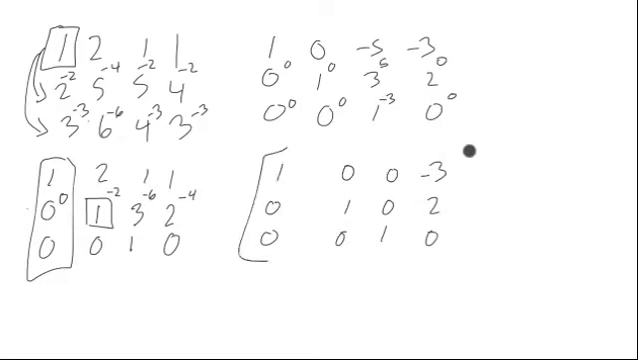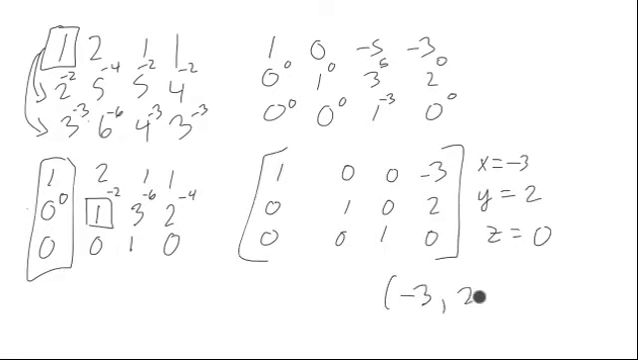Whew, we're done. And we can see the solution: x equals negative 3, y equals 2, z equals 0. And we can write this solution as an ordered triple: negative 3, 2, 0. And we're done.